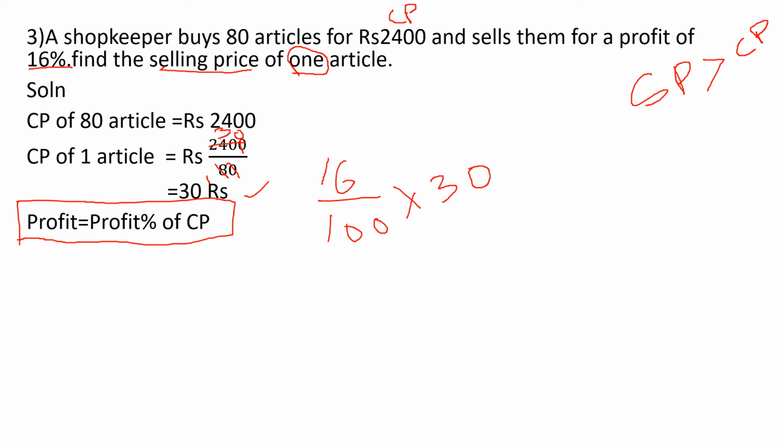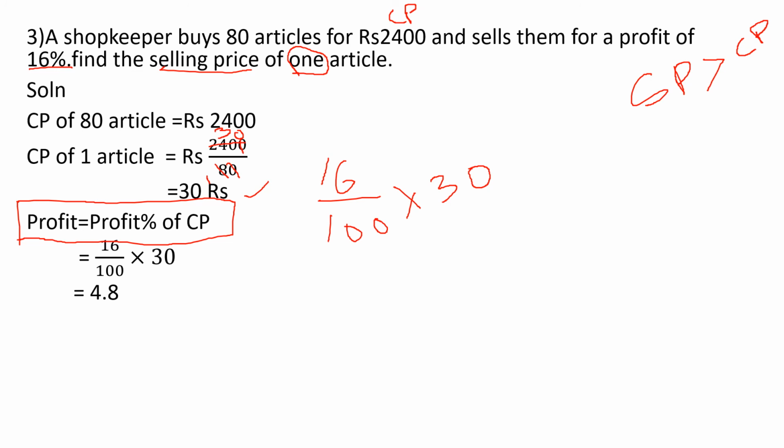Now cancel it, cancel it and find out the answer. Are you getting 4.8? So cancel it, then you want to divide it, right? Cancel it, divide it, and you'll be getting the answer 4.8. Check whether you are getting 4.8 or not. So here we got profit.